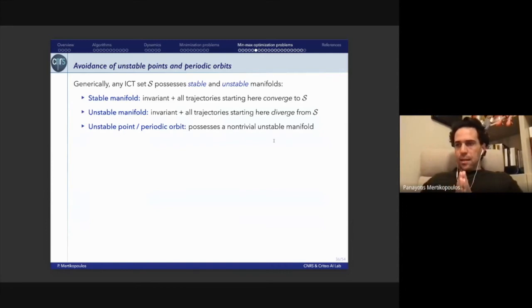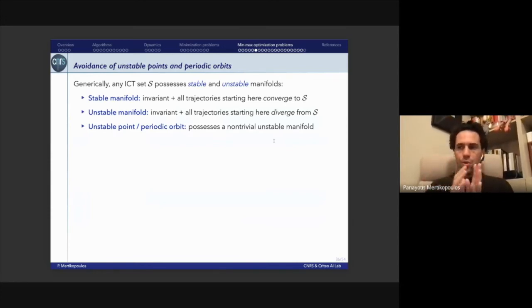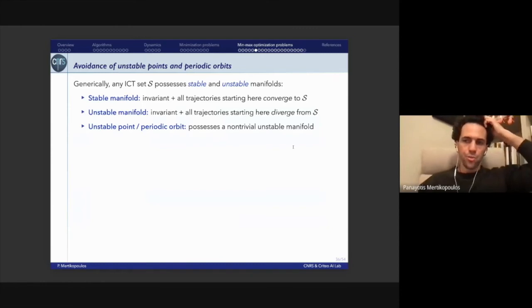Now, just as critical points, what I would like to say is that ICT sets can be seen as analogous in a sense to the critical points of minimization problems. And just as in minimization problems, we have saddles, hyperbolic saddles, strict saddles, we need to define this also for ICT sets. Now, the problem is that, as you said, Yanni, we like saddle points in min-max optimization. So we cannot use the terminology saddle points, and we need to be very careful about how to define it. One way of doing this is by taking into account that any ICT set possesses what is known as a stable manifold and an unstable manifold. Trajectories along the stable manifold will converge to the ICT set, whereas trajectories along the unstable manifold will diverge from it.